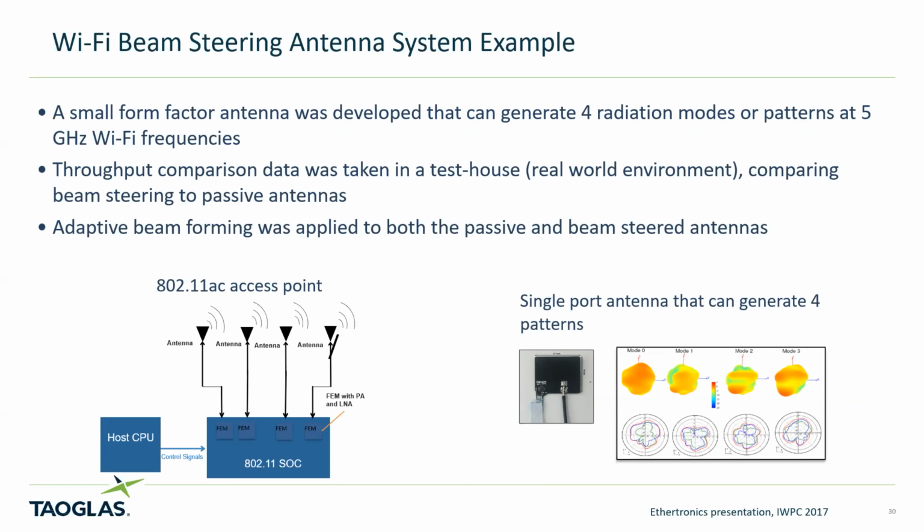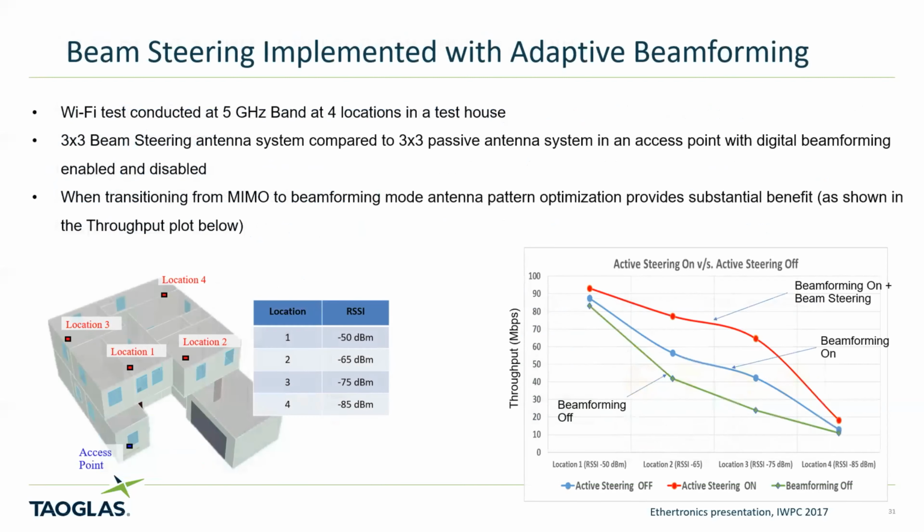And again, writing an algorithm and interfacing it with Wi-Fi baseband, a lot of test house data was taken comparing an 802.11 AC 4x4 router with 4 passive antennas and then with 4 of these active antennas, each active antenna having 4 modes. So what I'm showing here is a 3,100 square foot test house, 2 stories, locations were mapped out, an access point on the bottom floor, 4 test locations on the upper floors, and what we see is I'm mapping the RSSI at the different locations in the house.